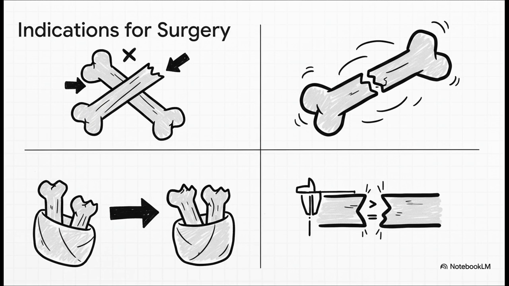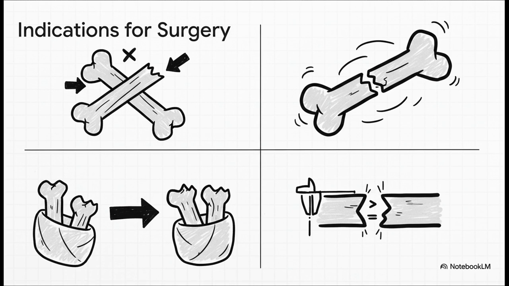Well, there are a few big red flags. If you can't reduce it with your hands, it's called irreducible, you've got to operate. If it's just plain unstable from the get-go, you operate. If it displaces later in the cast, that's a huge one. You operate. And probably the most critical indication is any significant intra-articular displacement.